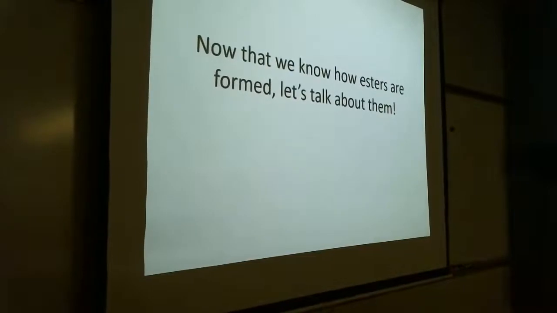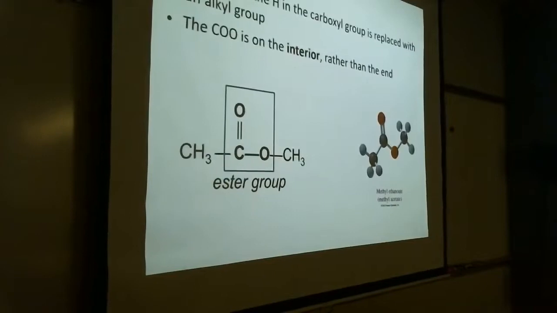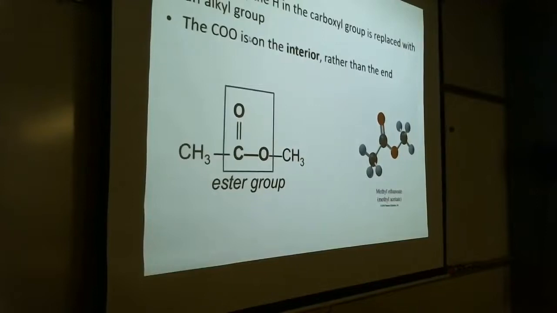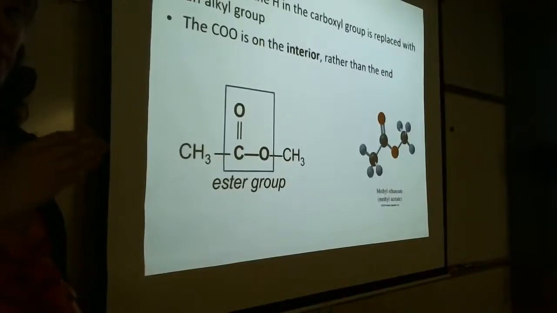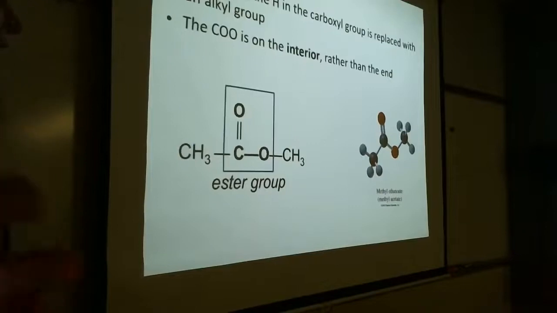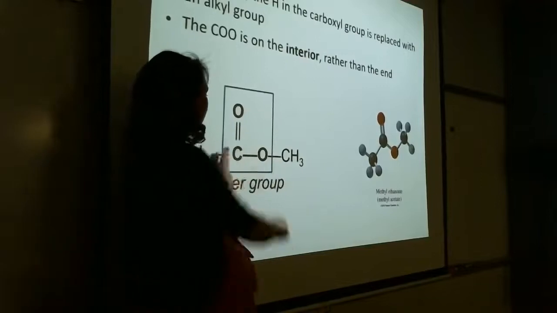Okay, so now let's talk about esters. Since we made esters, let's talk about them now. So, like I said, in an ester, that H is gone, right? Because a carboxylic acid is COOH, so an ester is just COO, right? And it's on the interior of a molecule. So a carboxylic acid has to be on the end, right? Because hydrogen can only form 1 bond. It's not like you can have the chain continuing on the other side of a hydrogen, right? Hydrogen stops the chain. Whereas an ester, because there's no hydrogen, it's on the interior.